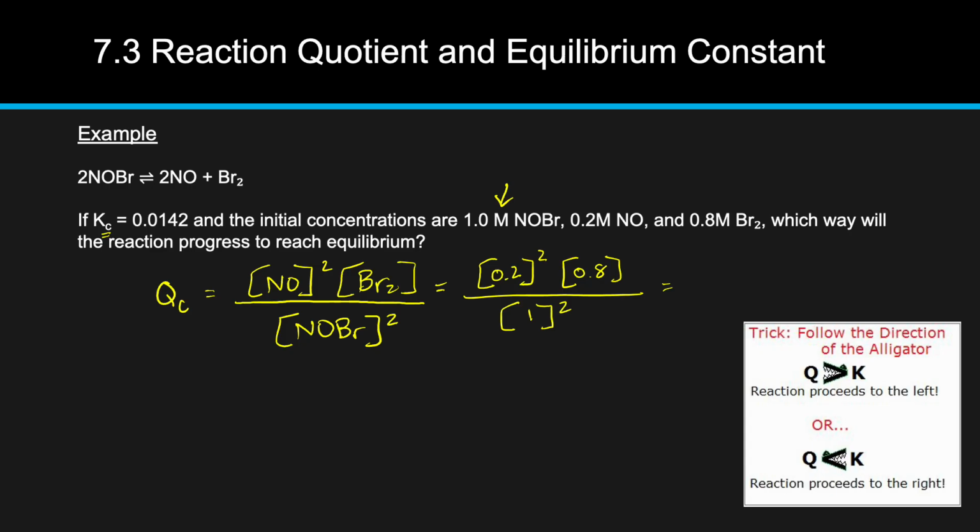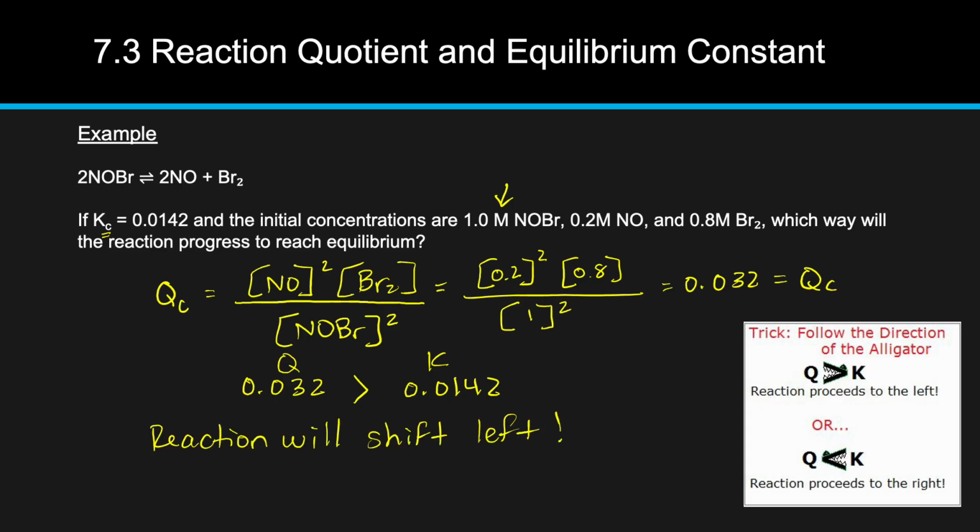When we plug that into our calculator, we get 0.032 for our QC. So relating Q and K, if I have 0.032 for my Q, and I have for my K 0.0142, I can see that my Q is greater than my K. So if Q is greater than K, that means at this point I have too many products relating to K, which means I need to shift the reaction to the left or towards the reactants.